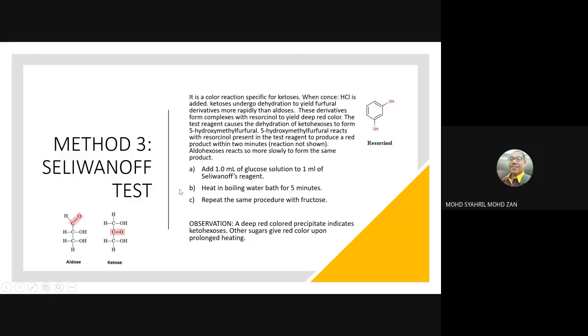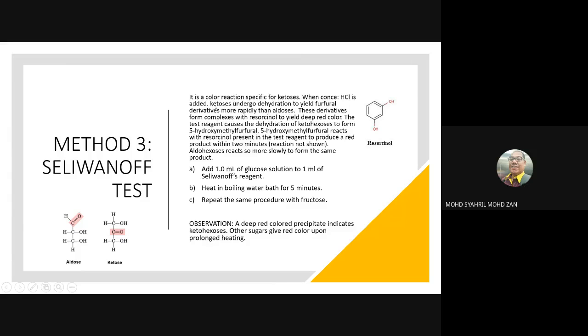Alright, Seliwanoff test. Okay, so from the picture here, there are what we call aldose and ketose. These are two types of carbohydrate. So what is the meaning of carbonyl group? This is C=O. C=O represents the carbonyl group. Okay, so what happened inside this test?